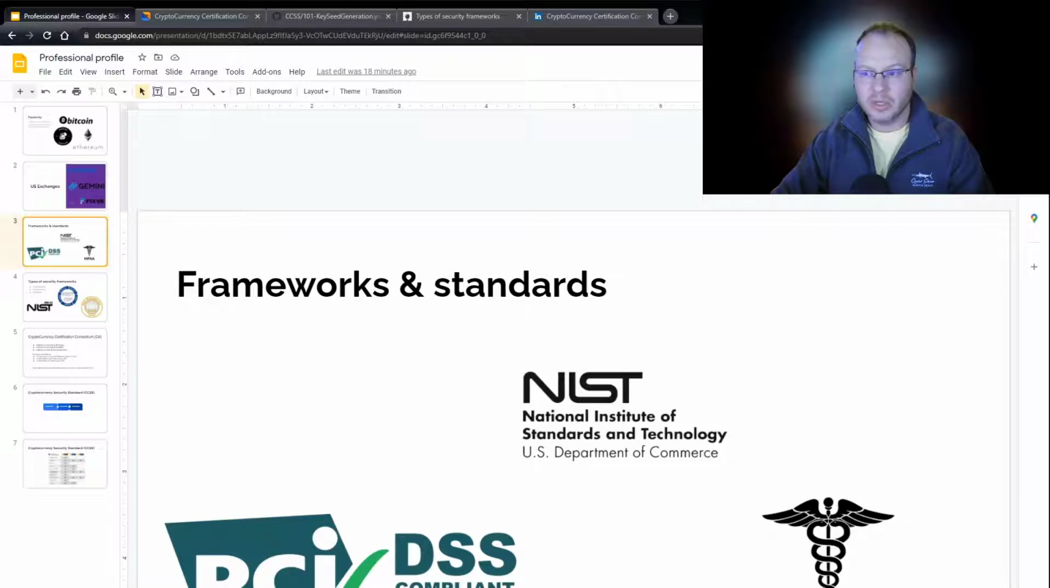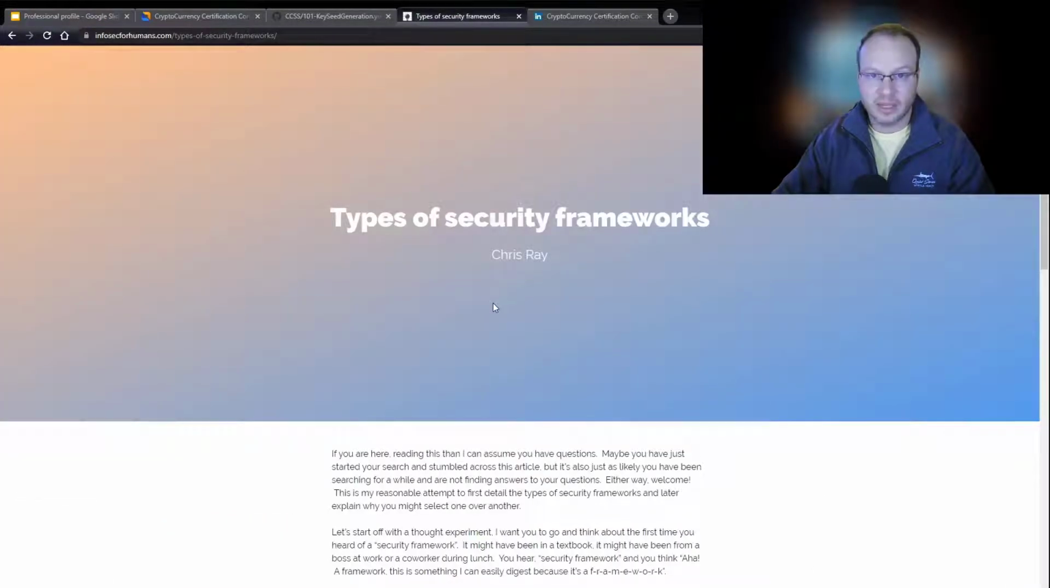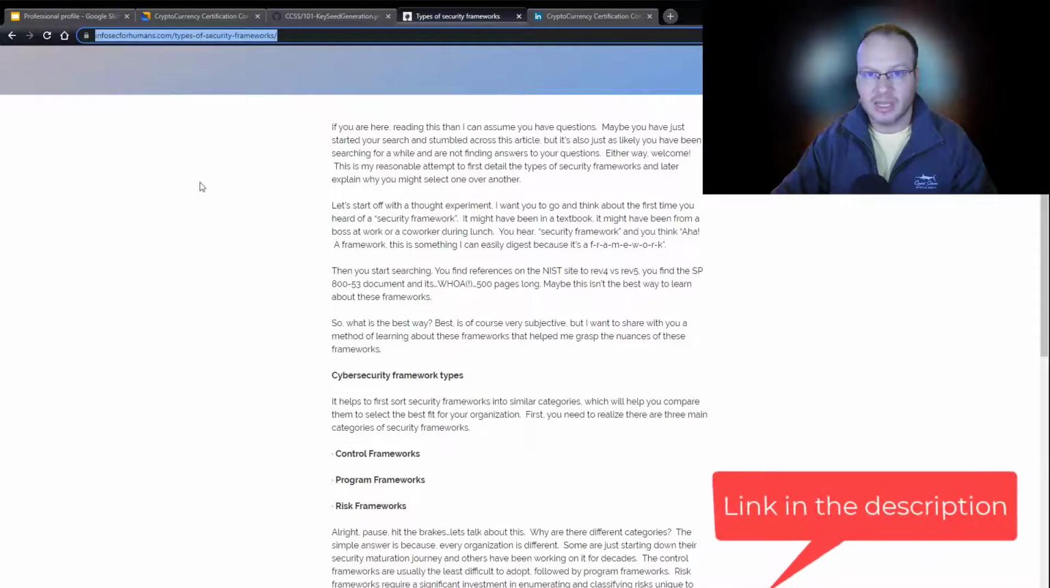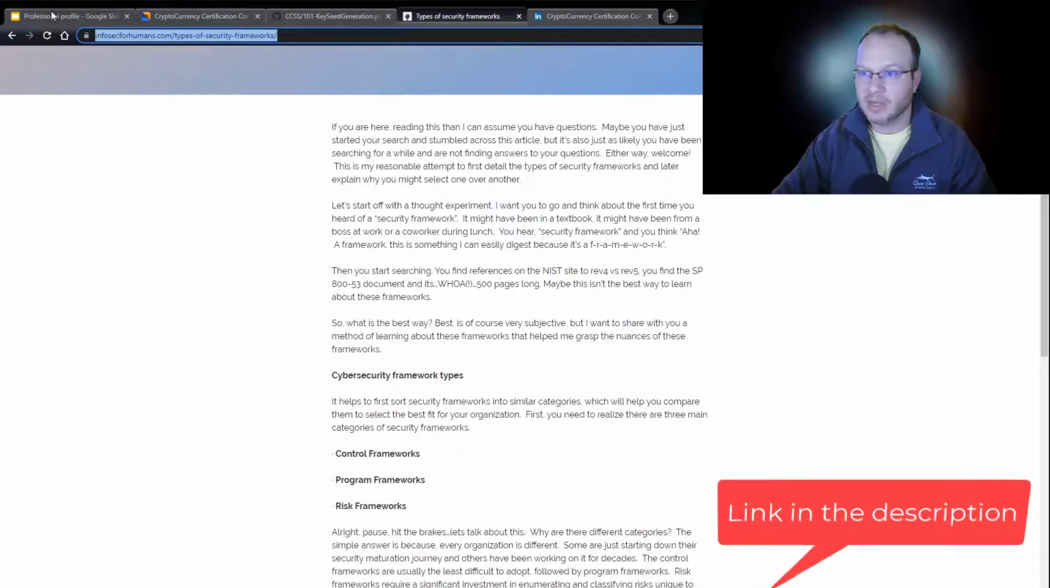If you're not familiar with the variety of frameworks, obviously you can go to my little blog here and get a quick introduction to the three major types, which are control frameworks, program frameworks, and risk frameworks. I'll put this link in the description below so you can take a look at that. I'm not going to talk too much about it here.